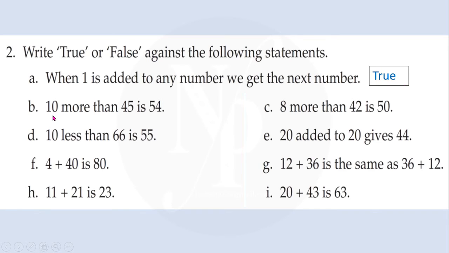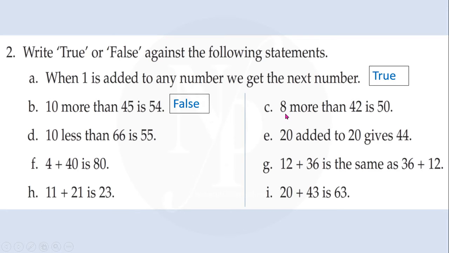B. 10 more than 45 is 54. Is this statement correct? No, it is not. So 10 more than 45 is 55. It is not 54. So this statement is false.